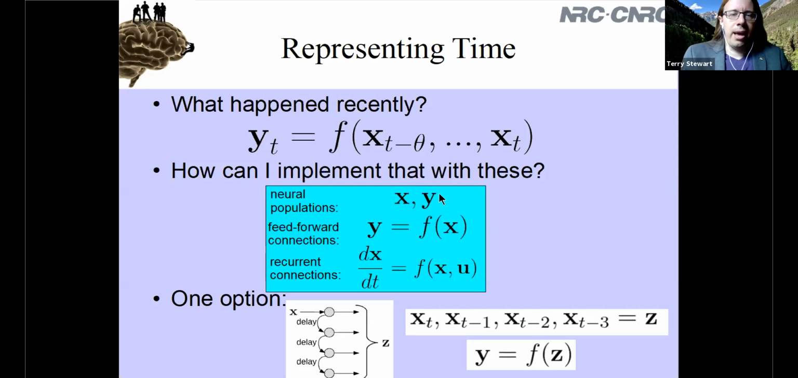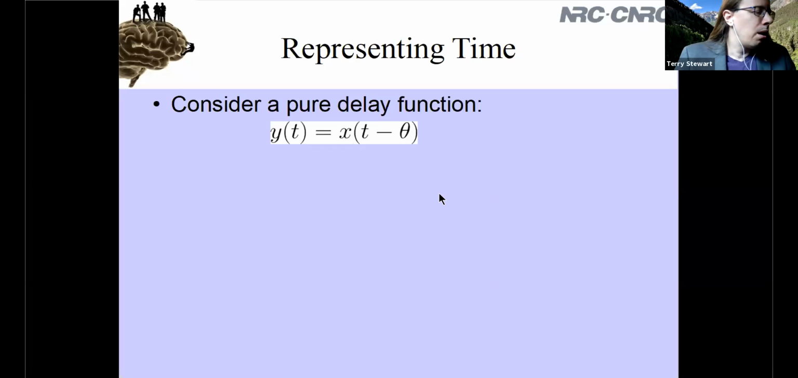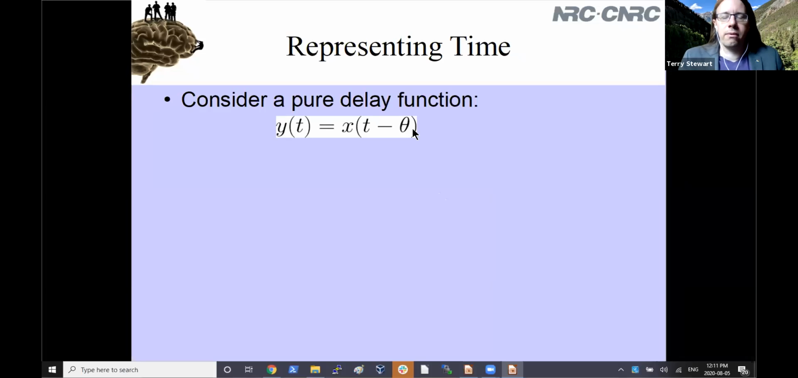So how am I going to do that? Let's take the pure delay function. Let's take sort of the hardest version of this. What I would really like is a network whose output is whatever its input was theta seconds ago. All right, so that's sort of a pure version of that.